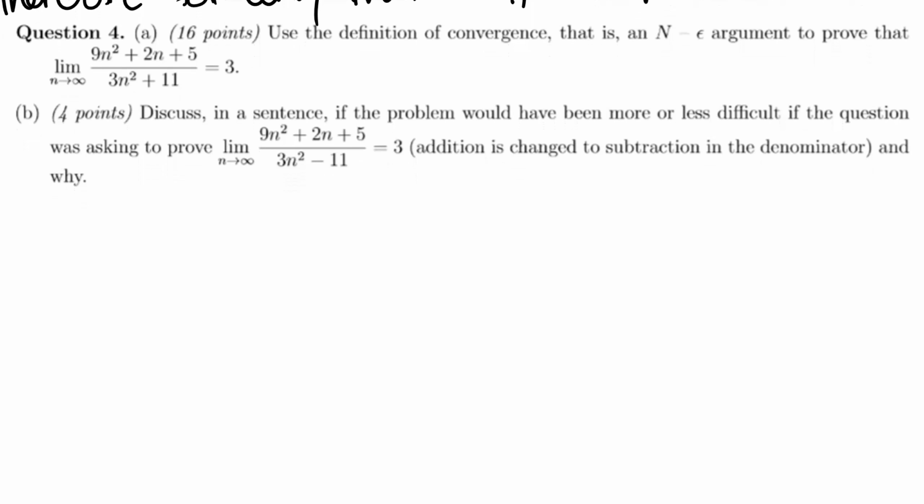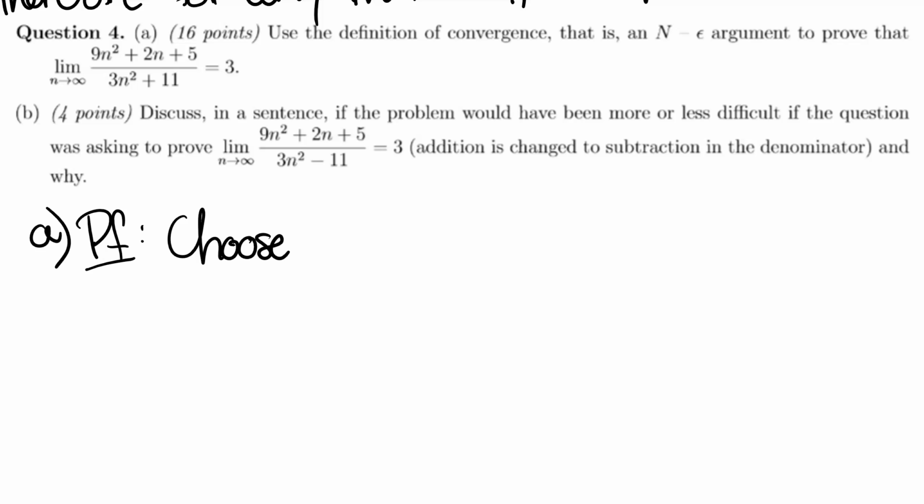So, use the definition of convergence. That is the N epsilon argument to prove that thing. Okay, so they're saying we want to prove that. All right, so part A, proof. You'll definitely want to write the definition of convergence somewhere. That alone could get you some points.